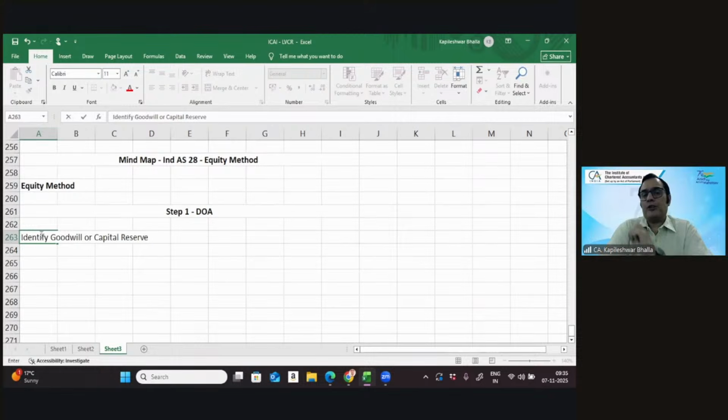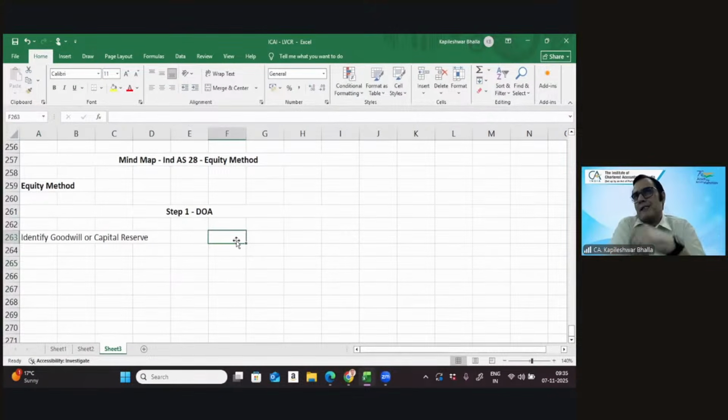Now, my quick question to you, when you say you identify the goodwill or capital reserve, does this appear as a separate line item, or is it a part of the carrying value of the investment? What do you say? So when you calculate the goodwill or the capital reserve, does this appear as a separate line item in the balance sheet, or is this a part of the carrying value of the investments? And that's rightly said.